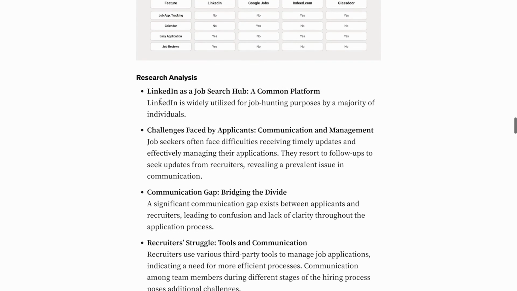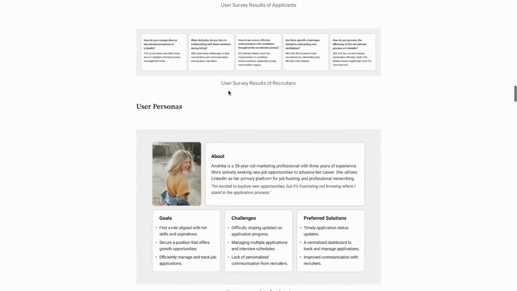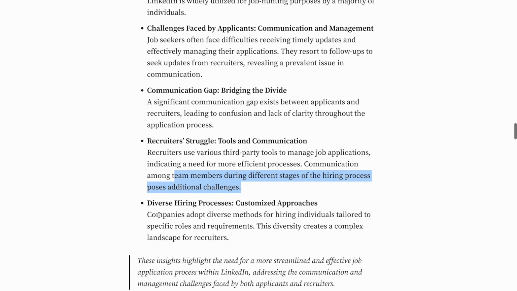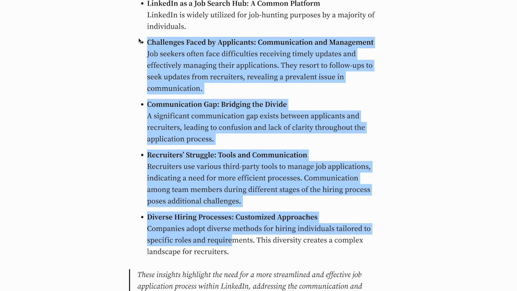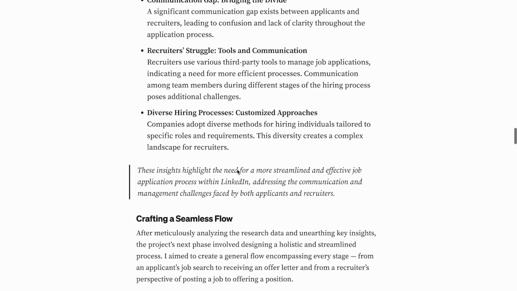So now research analysis, right? I don't know if this is a research analysis of the competitive analysis or everything else. I guess we'll go to everything. So LinkedIn is widely used for job hunting. Job seekers face communication gap. Recruiters use third-party tools indicating a more efficient process. Communication among different stages poses challenges. Companies adopt different methods. So, I mean, all of this is sort of repeating the problem statements all over again. We've already seen this. I don't know what is new over here, right? So this is a lot of fluff that is not adding any value, right?